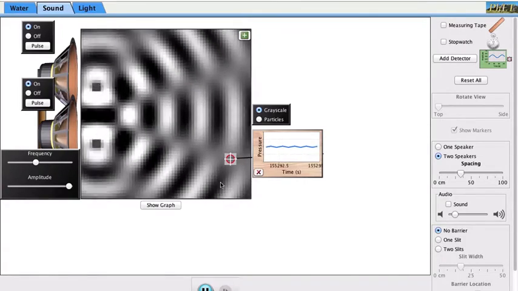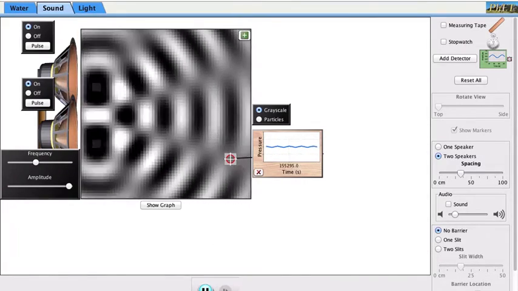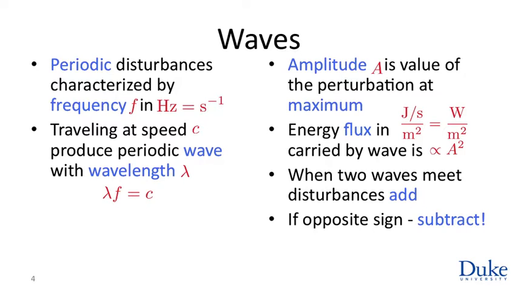So let's summarize what we've learned here. A hallmark of wave behavior is that waves are deformations or perturbations to some equilibrium, and when 2 waves meet at the same point in space and time, the 2 disturbances add. In other words, each wave behaves as though the other were not there. We just add the disturbances.